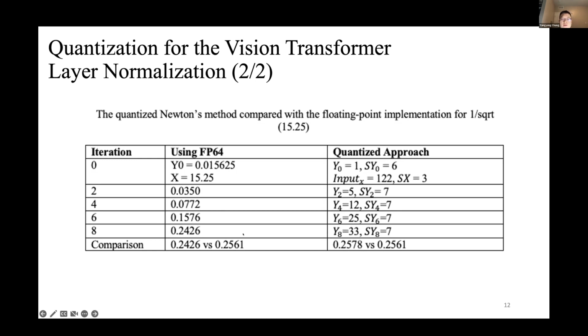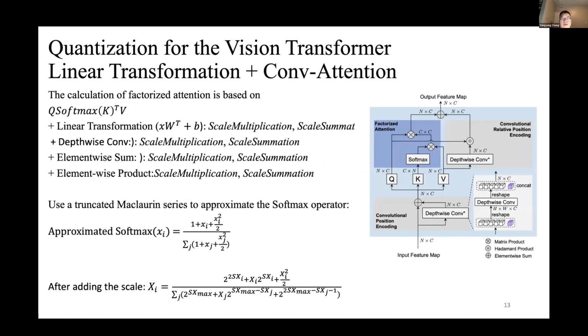The final real value, 1 over the square root of 15.25, should be 0.2561. But if we use floating point 64, the error is larger than with our quantization method. In other words, our method can also get a very close value, and even better than the floating point 64 operators. Okay, after that, let's talk about the linear transformer and the convolutional attention from this subtraction transformer.